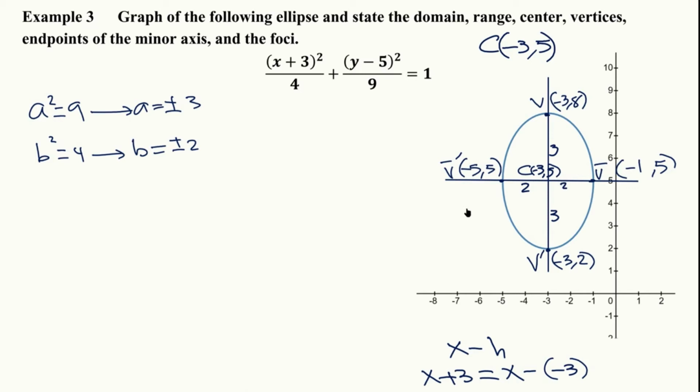Domain and range are easy. Let's go ahead and write those down. Domain is going to be from this x value, which is -5, to this x value, which is -1. So closed interval from -5 to -1. Make sure to use brackets. The range is going to go from this y value, which is 2, to this y value, which is 8.